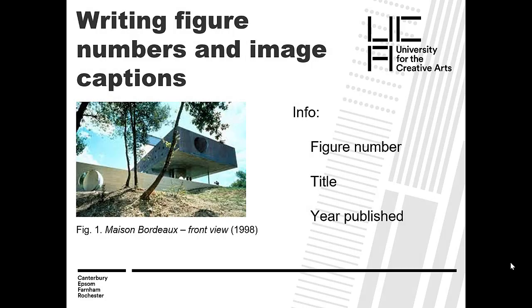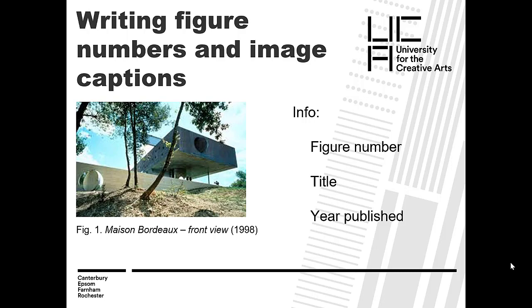So, writing figure numbers and image captions. Each image should have its own figure number, and the numbers are allocated by order of appearance. The first image in your written work will be figure 1, the second will be figure 2, followed by figure 3, figure 4, and so on. You should shorten the word figure to "fig.", but remember to include the full stop at the end. So in the example here, we've got "fig.", then a space, then "1.", and that is what you would put for the first image.